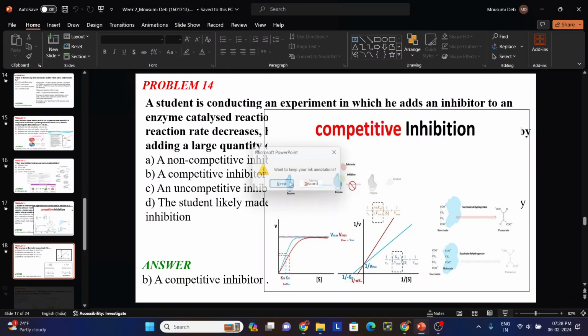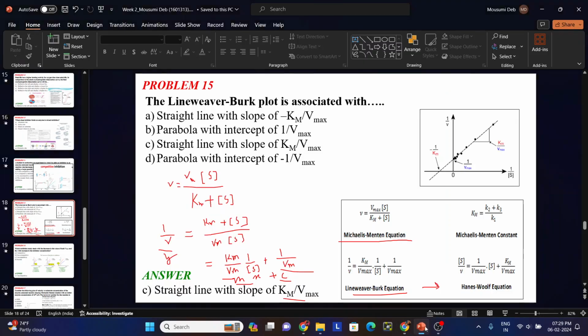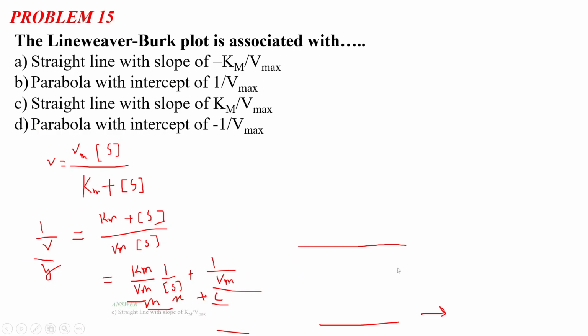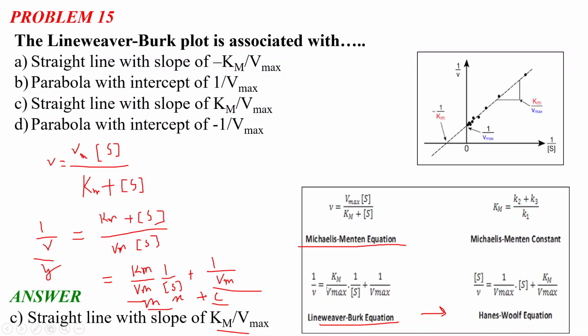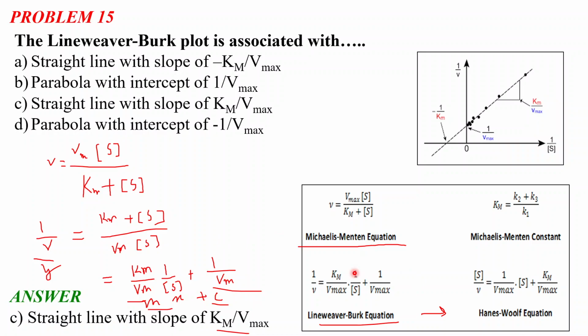So it is very easy. If you remember the Michaelis-Menten equation itself, then you can easily convert it to the Lineweaver-Burk equation by taking the reciprocal, and you can convert the Lineweaver-Burk equation to the Hanes-Woolf equation by just multiplying it by substrate concentration.